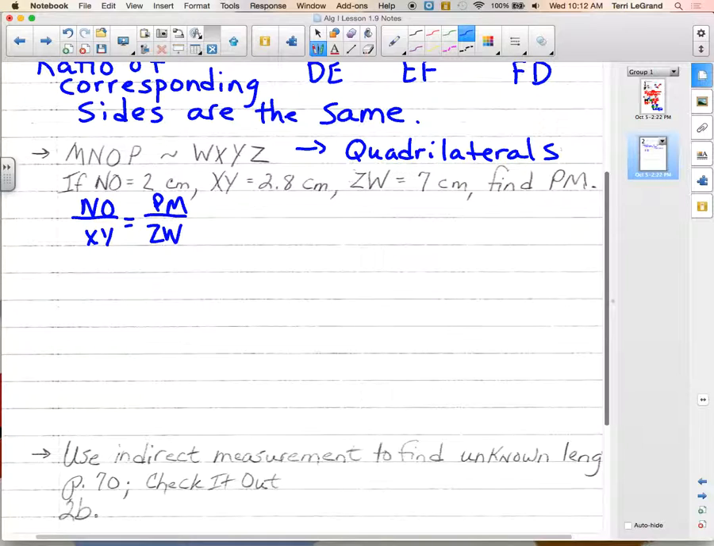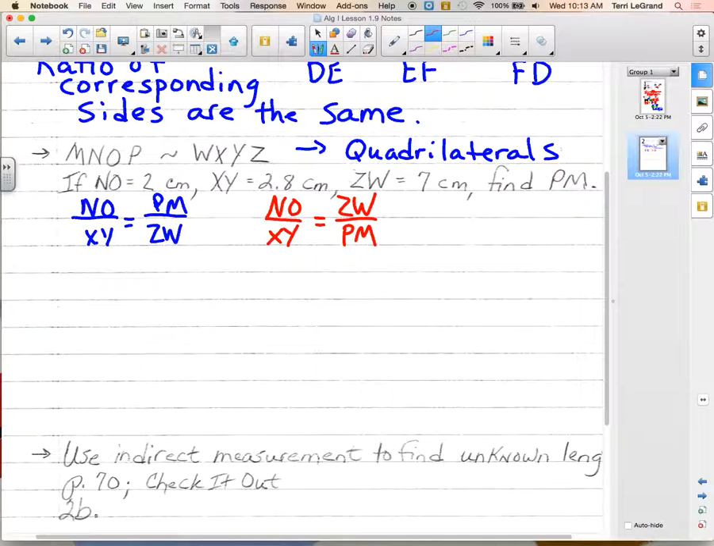Stop those pencils. If you don't have one by now, then tough luck. Give me another example. There's only about 6 people who agreed with mine. So there must be another way somebody else set it up. Zach. I have NO over XY equals UW over P. Okay, how do you feel about that class?